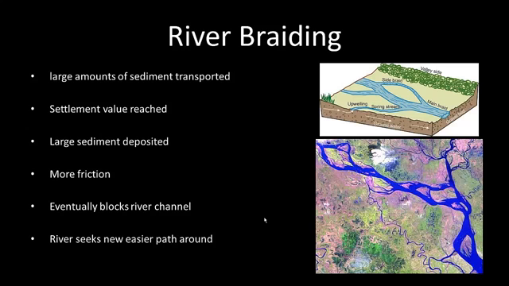Eventually these build up over time, and these increase friction around that area in the river channel, which slows down the velocity even more, which contributes to more deposition, and this builds up to eventually block the river channel. And the river attempts to find a new way through, an easier path, because water's always looking for the easiest path around. It doesn't want to force its way through.